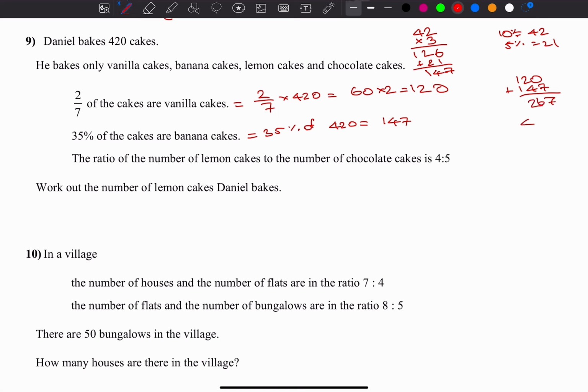Okay, so what it is 120 add 147, sorry, 267, and take it away from 420. Cannot do that. 1 remain 1 3, can't do that. 153. Okay.